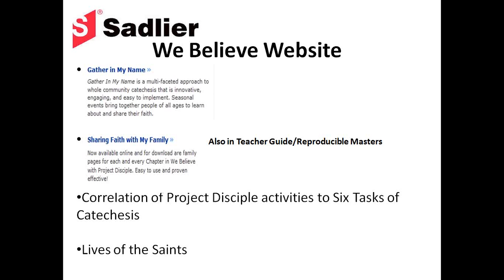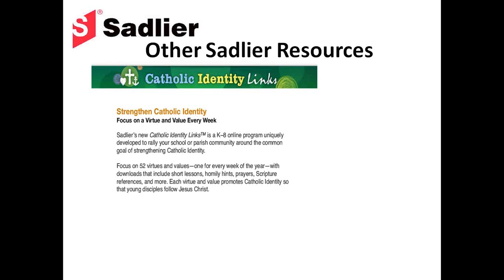As I mentioned before, there is on the website a correlation of those Project Disciple activities at the ends of the lessons to the 6 tasks of catechesis, all the lives of the saints, people who've shared their faith and lived their faith. There's also Catholic Identity Links, which is an online K-8 program with 52 virtues and values, 1 for each week of the year. Also a correlation, which one could go each week with the readings of the week.